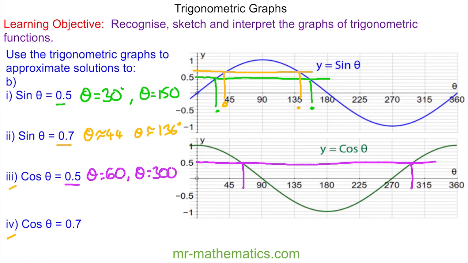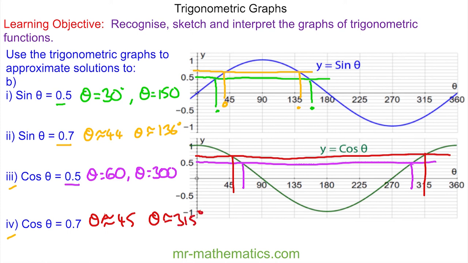And finally, for part four, when we have 0.7, we draw a line through, and again we have this solution and this solution, which is approximately 45 degrees and approximately 315 degrees.